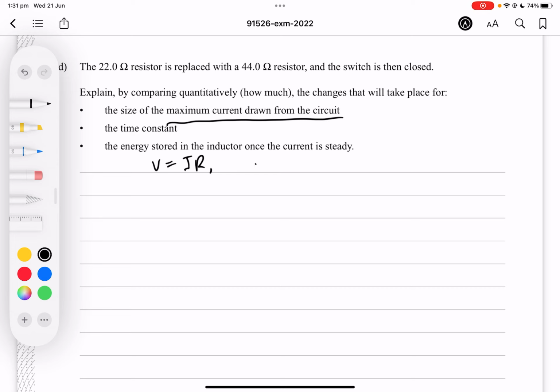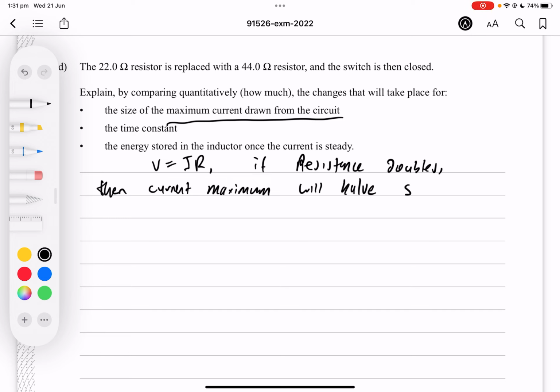So therefore, if resistance doubles, then current maximum will halve since source is constant. So that will be part 1.